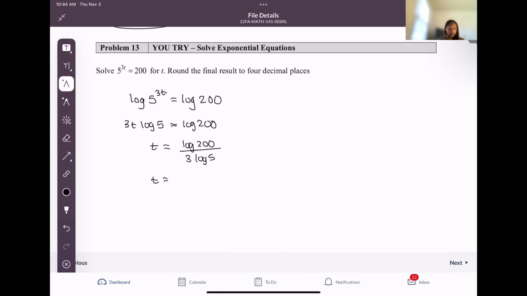And we'll put this into our calculator. Log 200 divided by, open parentheses, 3 log of 5, is 1.0973. We will check our answers. If you take 5 and raise it to the 3 times 1.0973 power, make sure you get something that's close to 200. When I put this in, I got 199.95. So yes, that is approximately equal to 200. So it checks out.